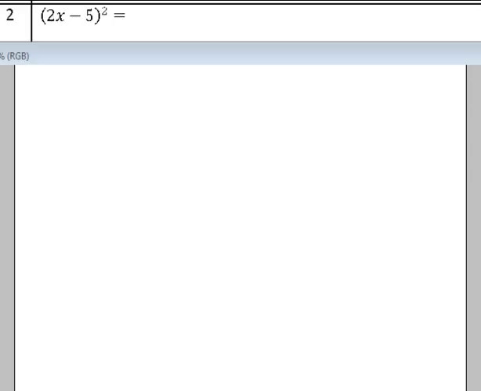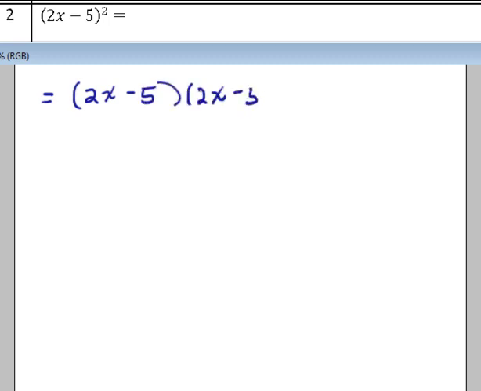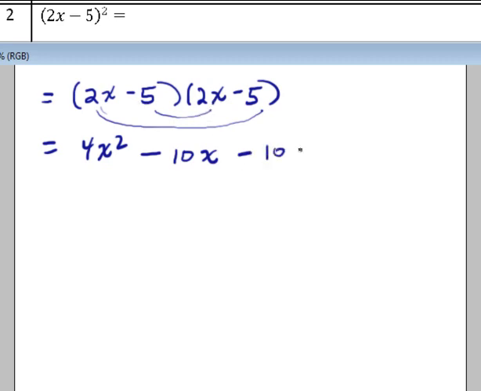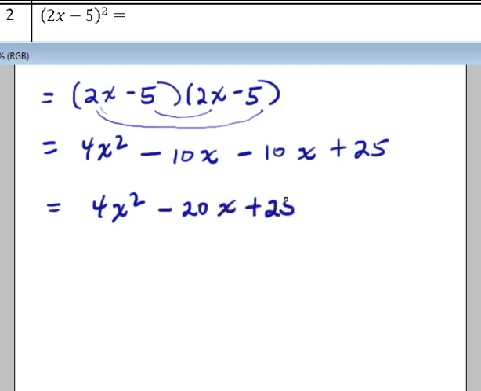In question 2, we're just going to expand 2x minus 5 squared. So we just write that as 2x minus 5 times 2x minus 5 and FOIL it out. 2x times 2x, that's 4x squared. And then we have 2x times minus 5, that's minus 10x. And minus 5 times 2x, another minus 10x. Minus 5 times minus 5, that's plus 25. Just add those terms in the middle, 4x squared minus 20x plus 25.